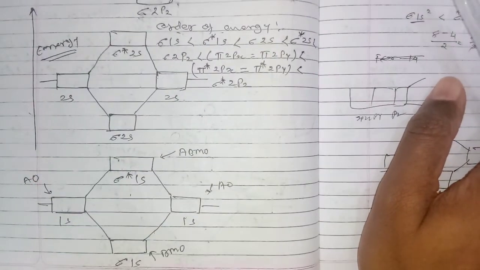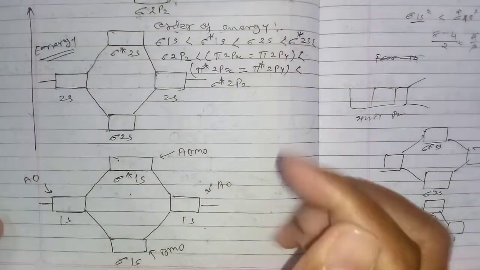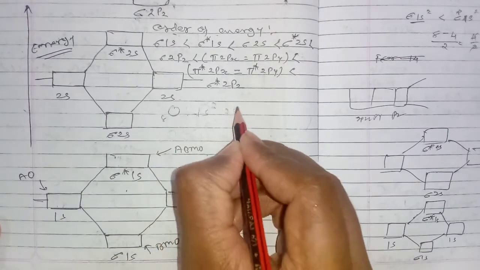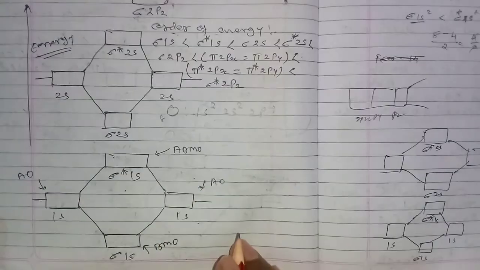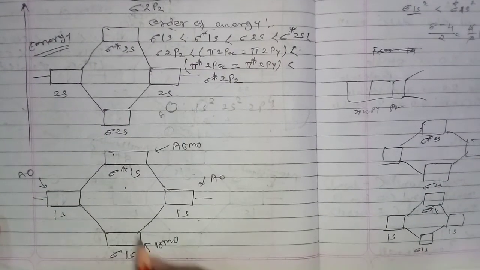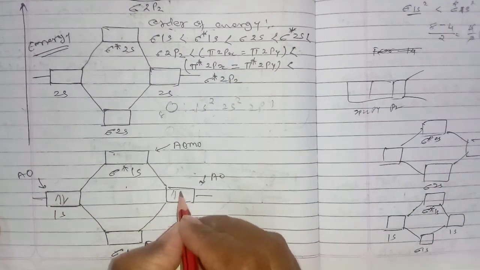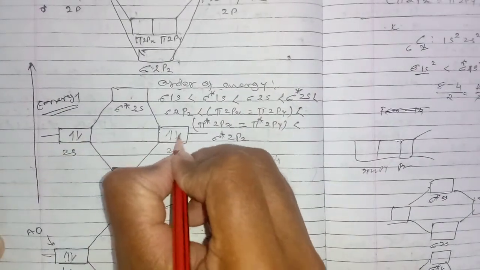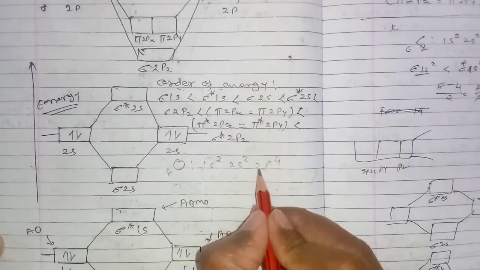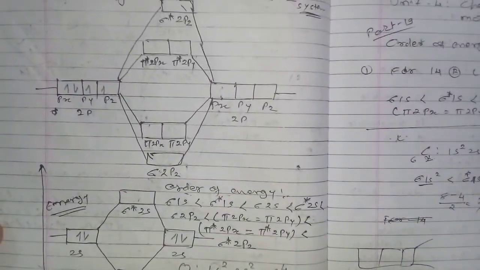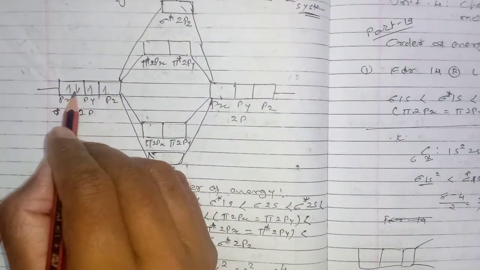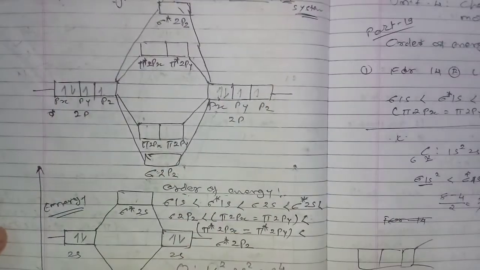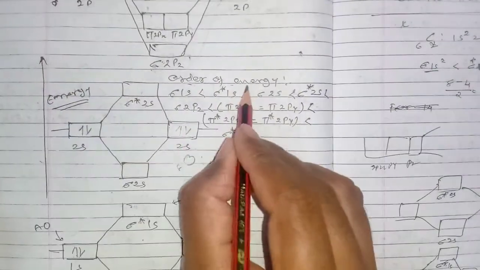Here for the oxygen atom, 1s2, 2s2 and 2p4. 2 electrons are present in 1s, then 2 electrons in the 2s orbital, and now 4 electrons in 2p, 1, 2, 3, 4 electrons. This is the order of the energy.